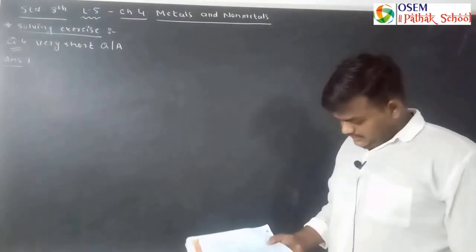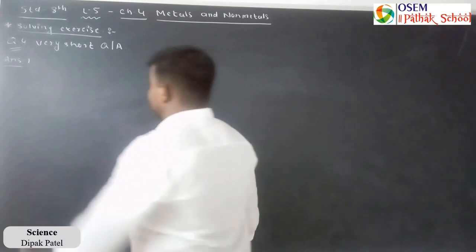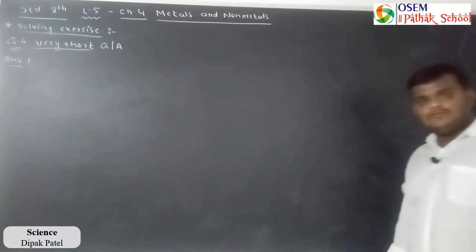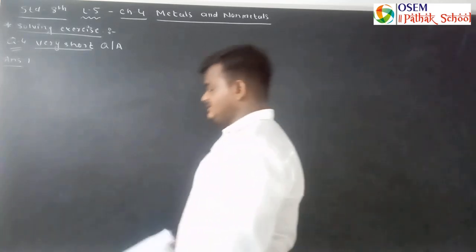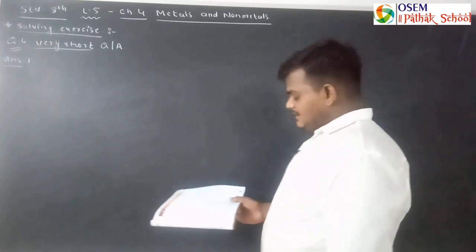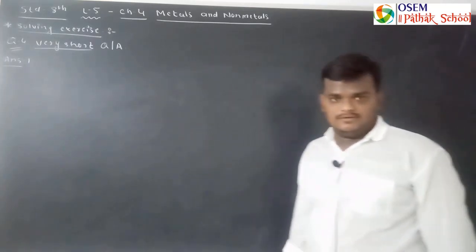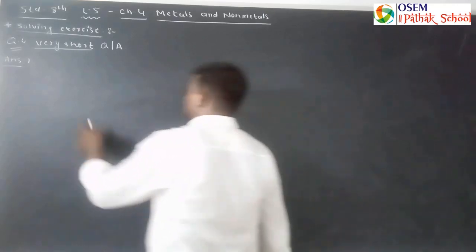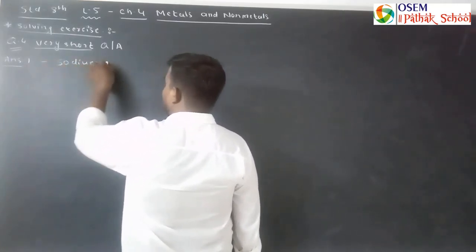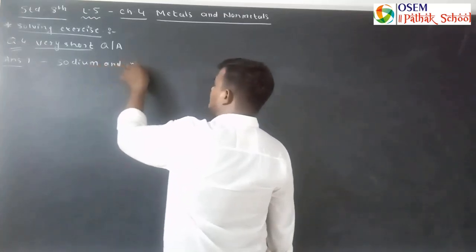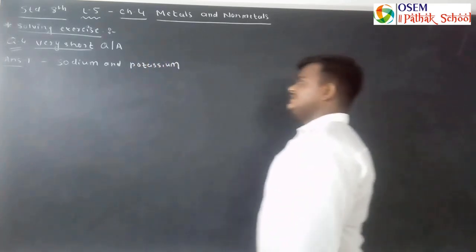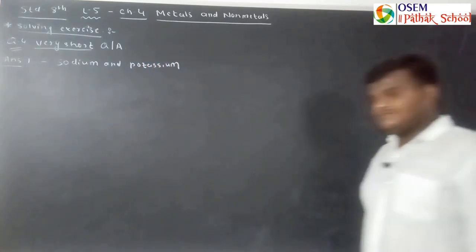Now, this is the session of very short question answers. So what are the givens? Question number 1: a metal which can be cut with a knife. By the use of a knife, we can cut sodium and potassium metals. These are the metals which can be easily cut with a knife.